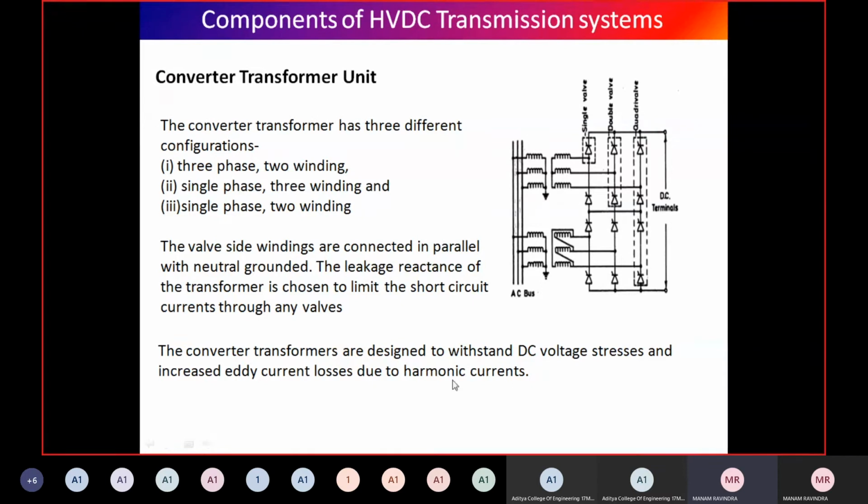The converter transformers are designed to withstand DC voltage stresses and eddy current losses due to harmonic currents. There may be harmonic currents injected from the rectifier side, or also the inverter side, both sides. At both sides we use transformers, built in such a way that they withstand the voltage stresses, and the eddy current losses due to harmonic currents should be minimized.